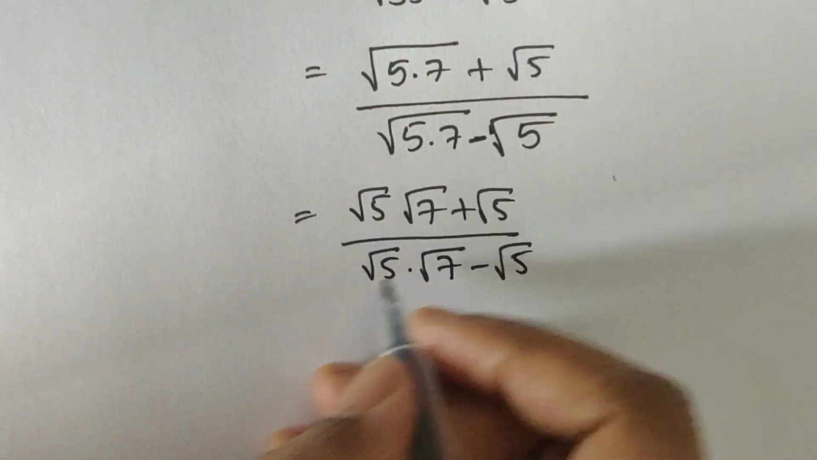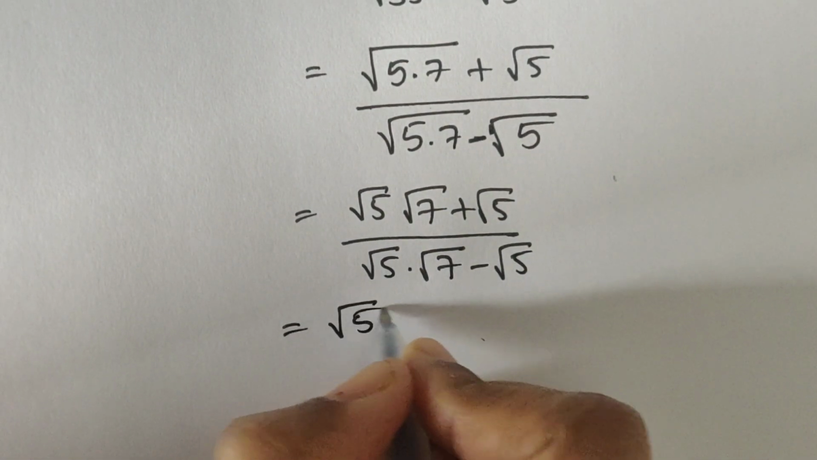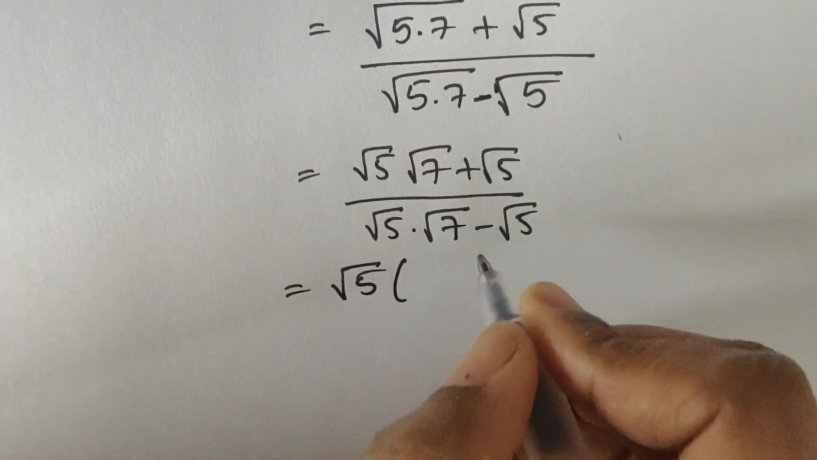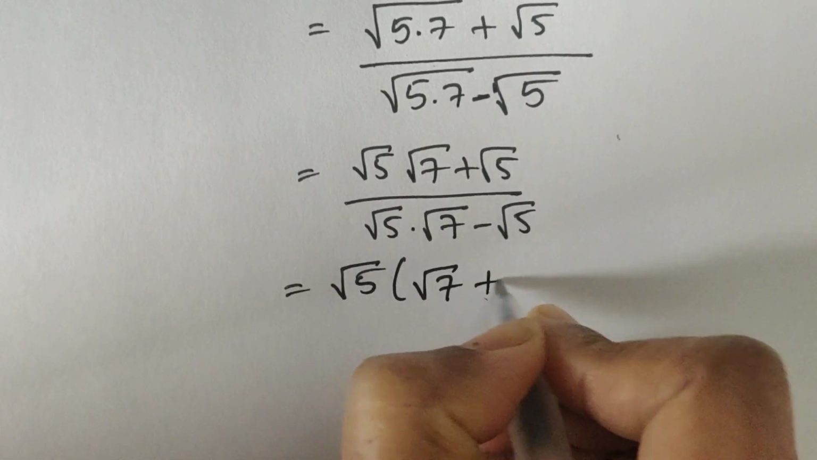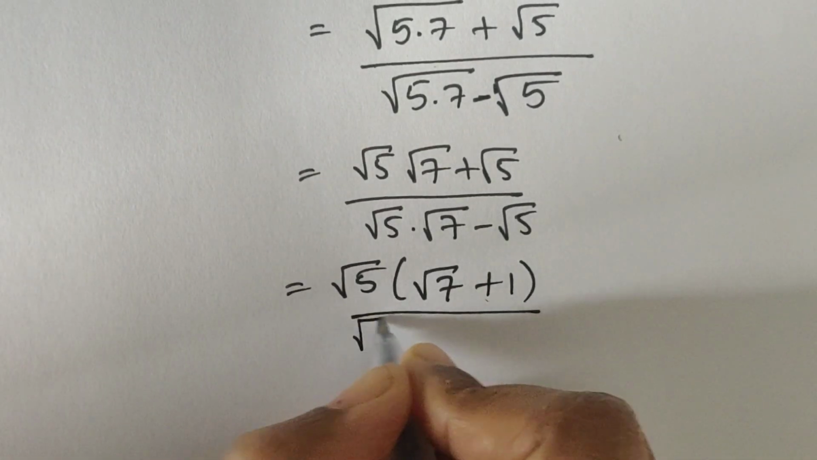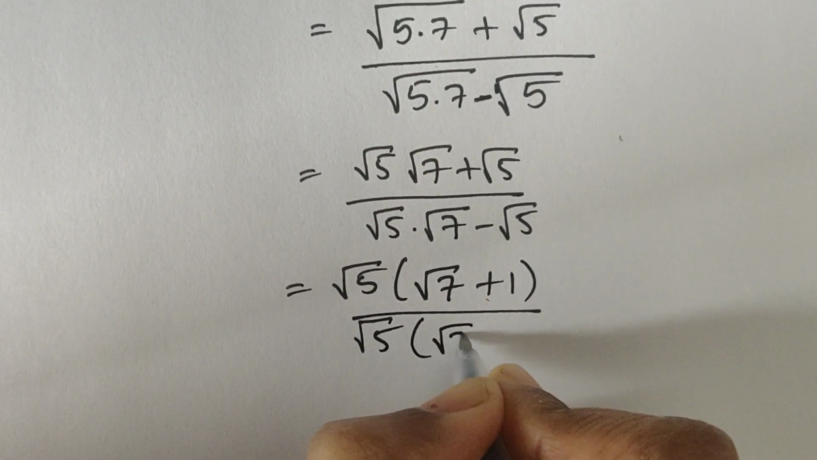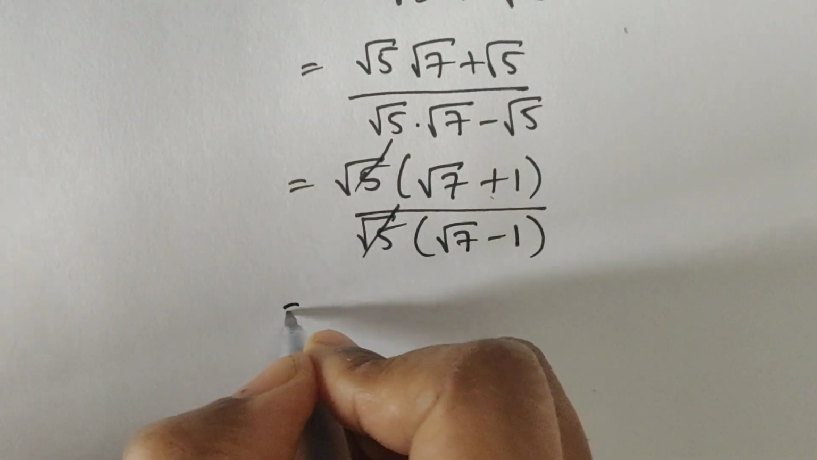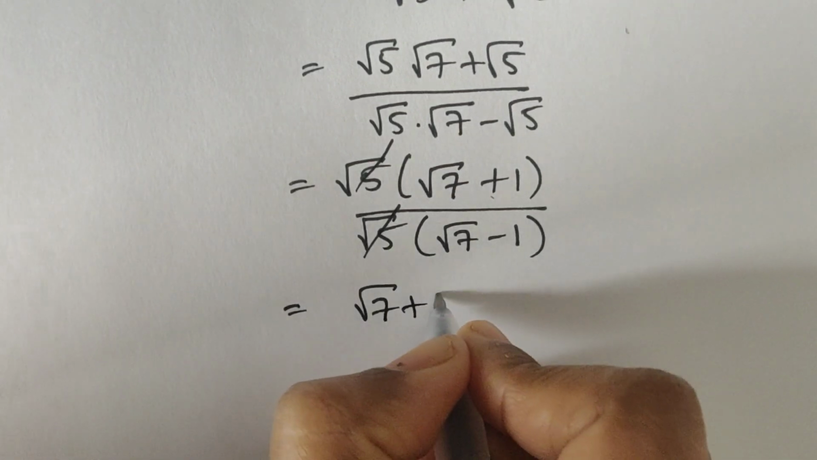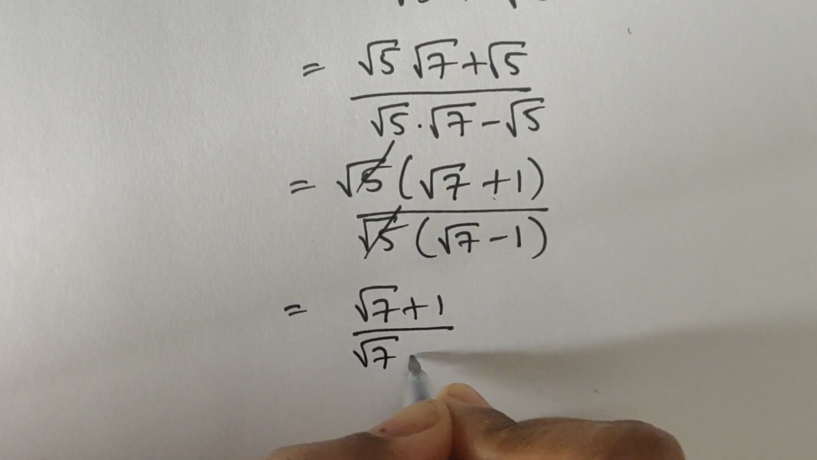So in these two terms we have a common factor, that is √5. So we are taking out √5 as a common factor. Now here we will write the leftover numbers, that are √7 plus 1, and √5 times (√7 − 1). So these both get cancelled. So (√7 + 1) / (√7 − 1).